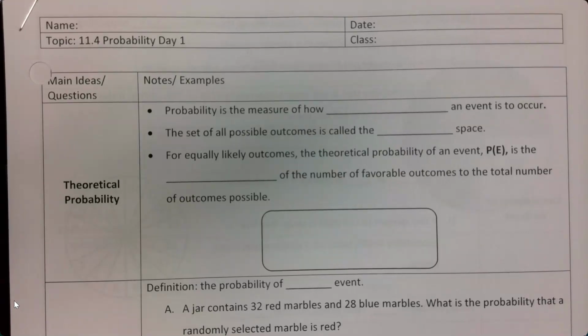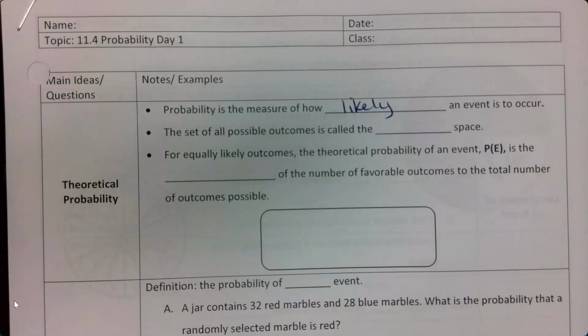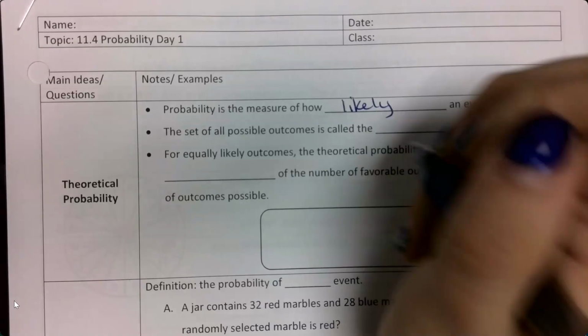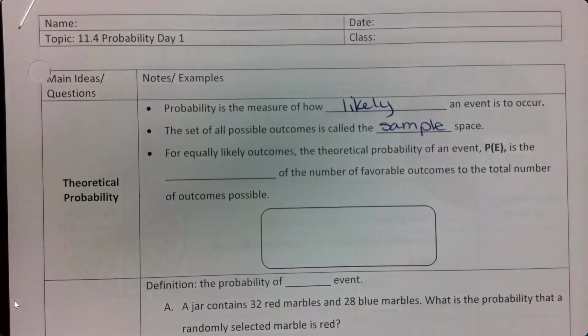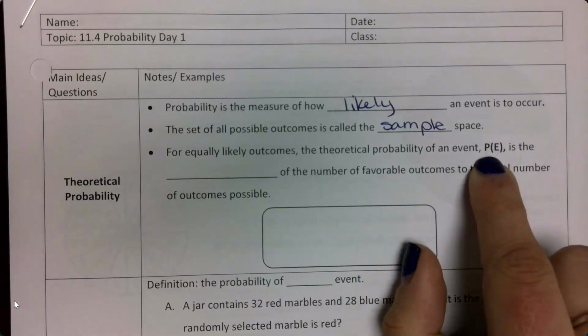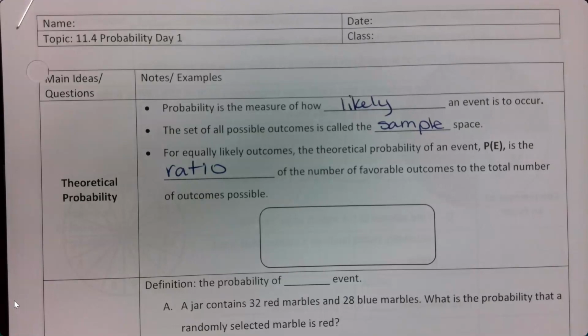So, probability is the measure of how likely an event is to occur. The set of all possible outcomes is called a sample space. Okay, so for equally likely outcomes, the theoretical probability of an event, written P of E, is the ratio of the favorable outcomes to the total number of possible outcomes.